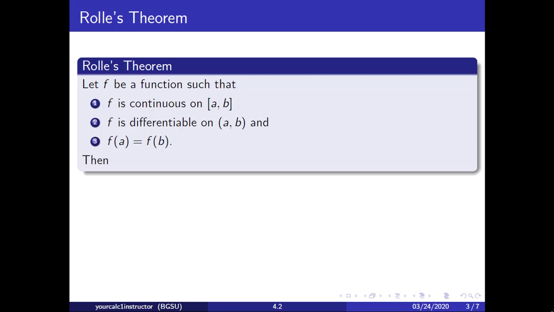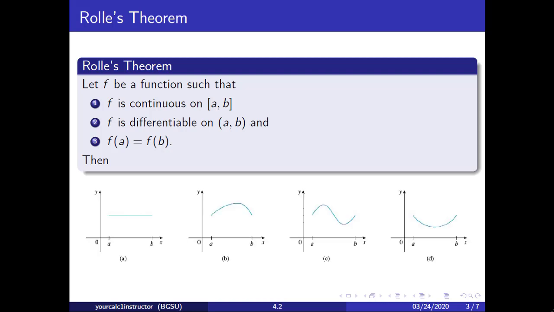Now here are some examples of functions that satisfy the three hypotheses of Rolle's theorem. Verify that indeed the graphs are all unbroken, smooth, and satisfy f of a equals f of b. Now take a moment to pause the video and answer this. What else do all of these graphs have in common? If you said that they all have horizontal tangent lines, then you'd be correct.